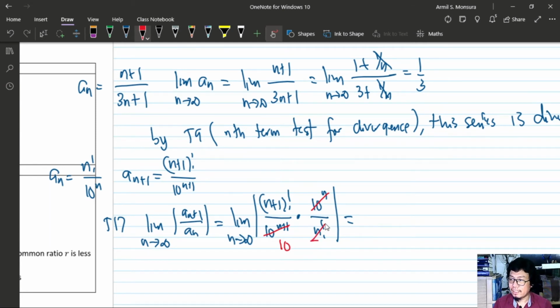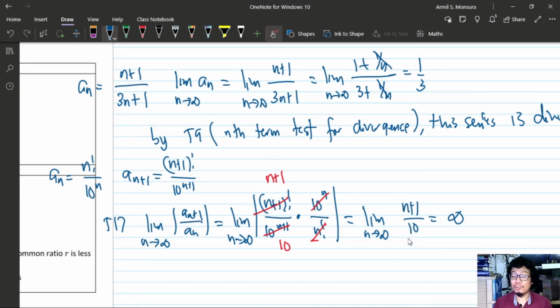Okay, while you can cancel this and this, you can divide them and leave n plus 1 there. So what remains would be the limit of n plus 1 over 10. I don't have to put the absolute value because I am now sure that this is a positive series, as n approaches infinity, which clearly approaches infinity, because this is infinite over 10. This is not an indeterminate form, no? This is clearly an infinite number.